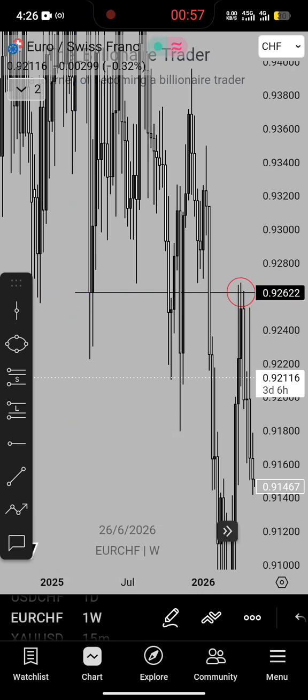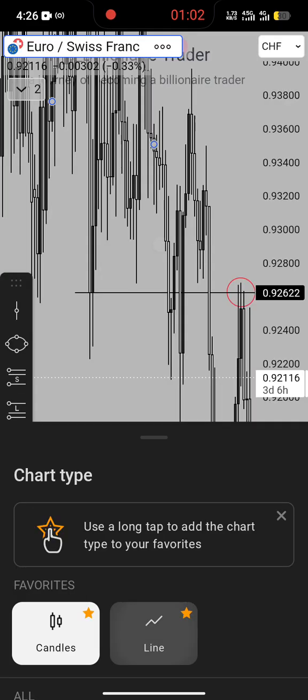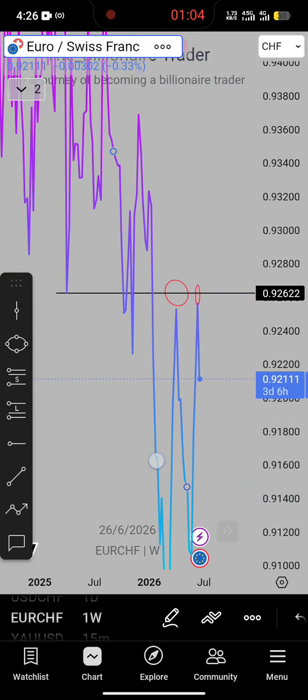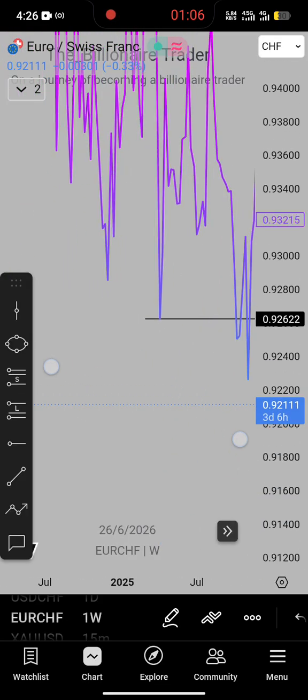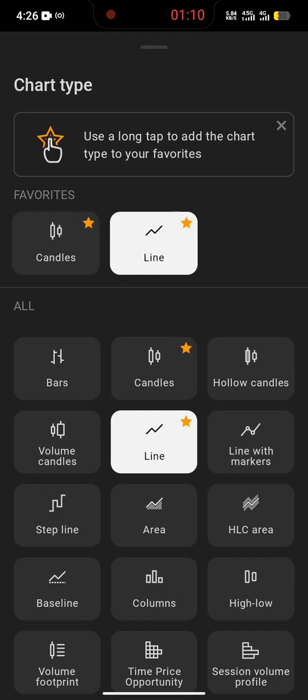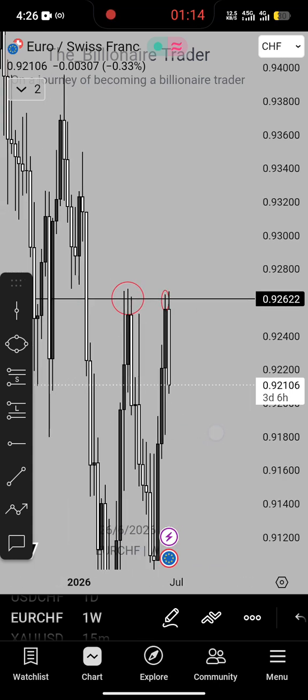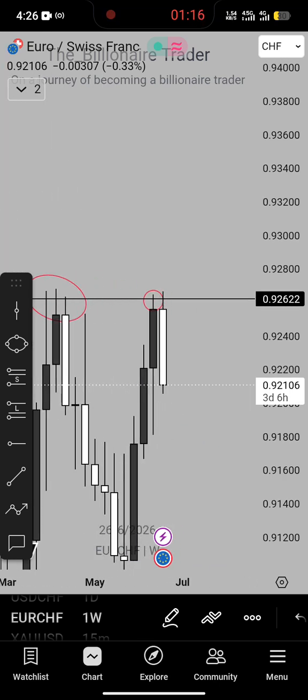If we change to line charts, we are going to see clearly the key level that is responsible for the rejection. So this is the key level. This particular area is a key level. So back to our candle chart. We have a series of rejections from that key level. Last week, when the weekly candle closed, it closed as a rejection as well.